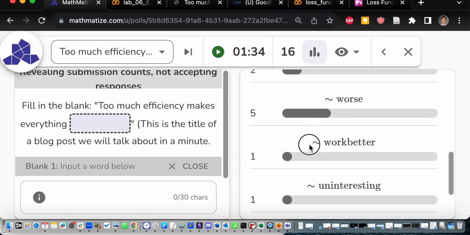Worse. Five people said worse. Work better. Yeah, see that efficiency, it means like working better, right? So how could you have too much efficiency? Like too much work better? It seems silly. Makes it uninteresting.